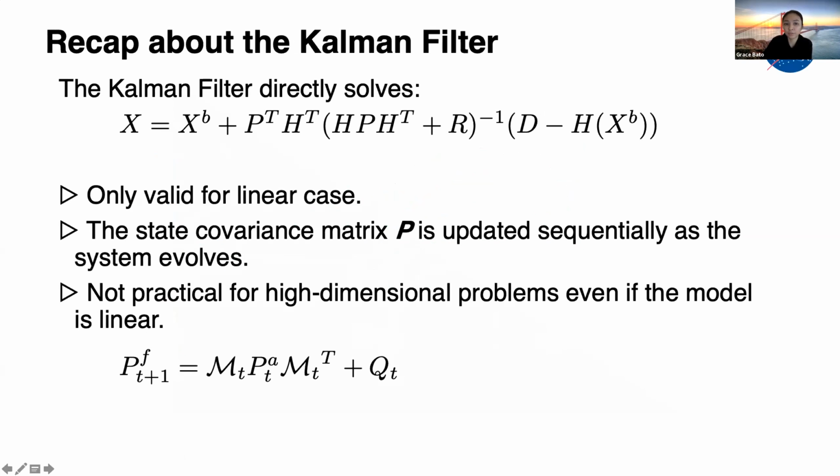So just some thoughts about the Kalman filter. The Kalman filter directly solves this equation, but it's only valid for linear cases. The state covariance matrix P is, as you can see, updated sequentially as the system evolves here. But computing P for high dimensional problems, even if the model is linear, is not really practical, because you can see here, this is PF and M is your model operator. And if you have, for example, 1 million model variables or parameters, then it requires you to run this 1 million times, and it's really computationally expensive.